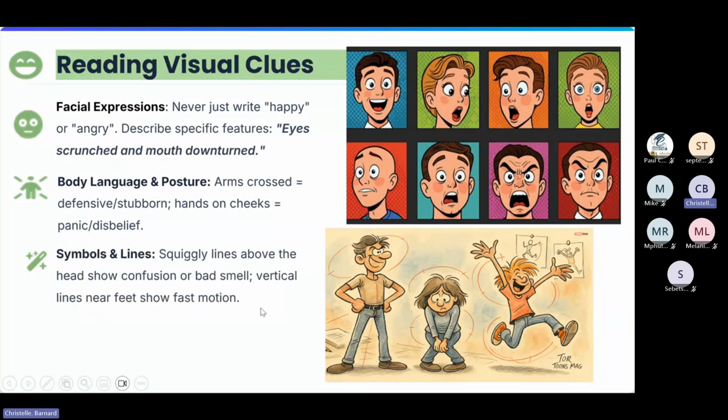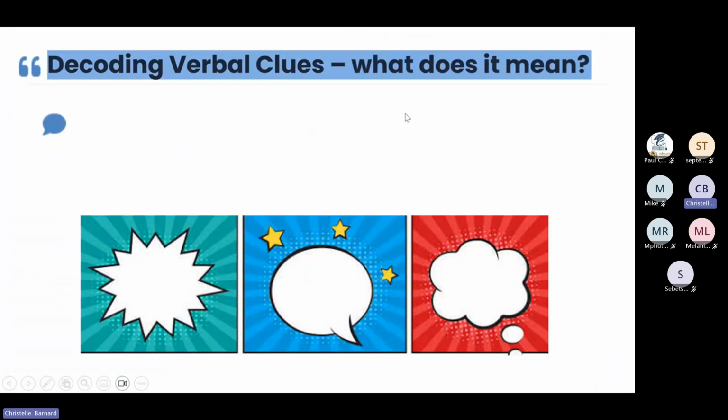Then remember we said symbols and lines. Squiggly lines indicating movement, and there can be smell. If the character is cooking and there are little lines above the pot, that can show that there's a nice smell, a fragrant smell, or a delicious smell coming from the pot. Good. Remember decoding verbal clues, the words, what does it mean?